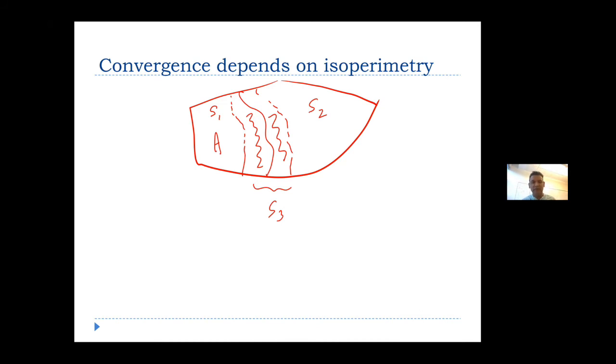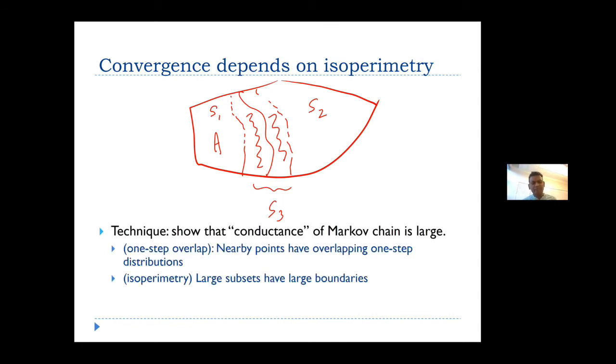Now, the main question, as I mentioned, is how many steps of this process do we need? Each step of the ball walk is one membership query. So the number of steps determines the complexity of sampling. And for this, the technique is bounding the conductance of this underlying Markov chain, which comes down to two geometric properties. One is about what happens in one step. You know, what happens to the distribution of one step taken from these points.